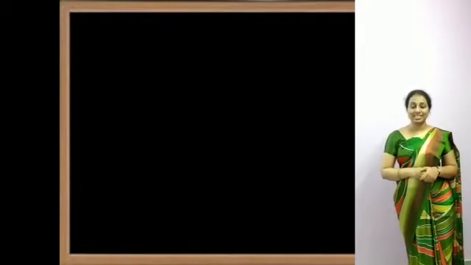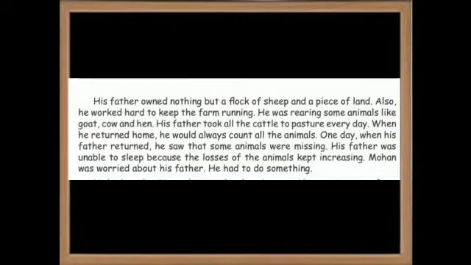Come on, now let's read the next paragraph. His father owned nothing but a flock of sheep and a piece of land. Also, he worked hard to keep the farm running. He was rearing some animals like goat, cow, and hen. His father took all the cattle to pasture every day. When he returned home, he would always count all the animals. One day, when his father returned, he saw that some animals were missing. His father was unable to sleep because the losses of the animals kept increasing. Mugund was worried about his father. He had to do something.